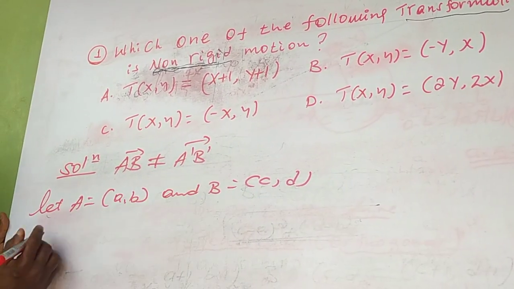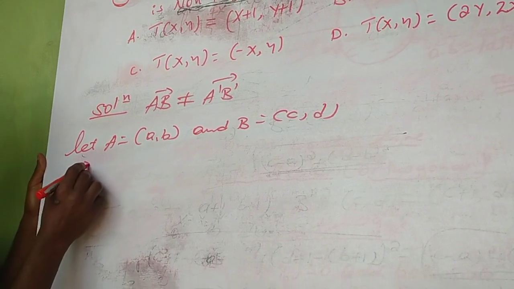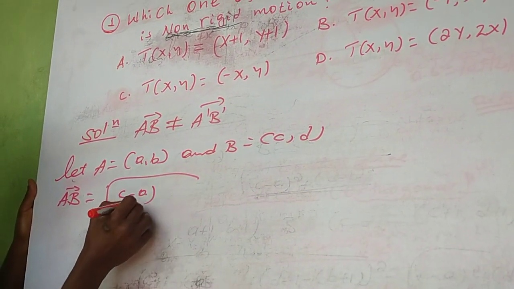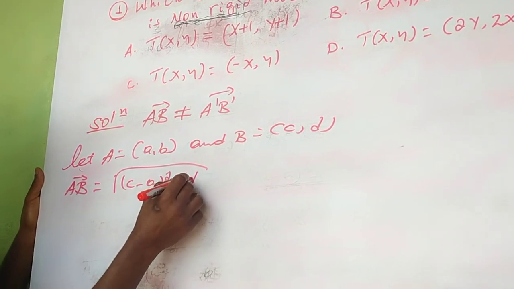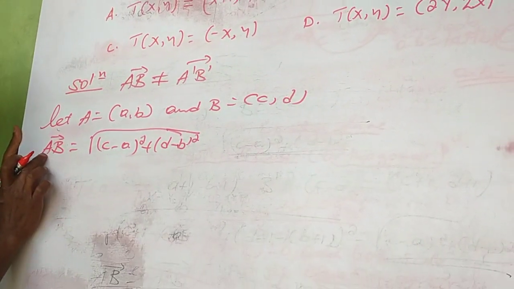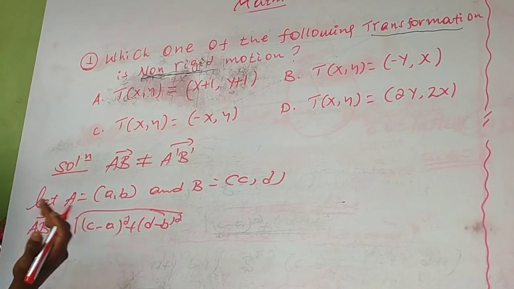The distance AB is equal to the square root of (c minus a) the whole square plus (d minus b) the whole square. This is the distance of AB. Don't forget this one, okay? The distance of AB was this one.